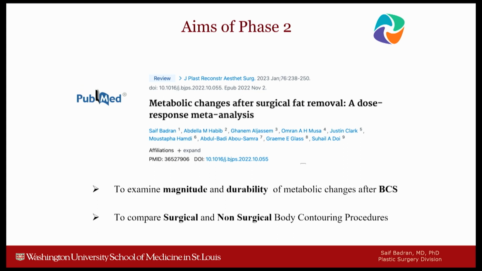So that brings us to the second step. We looked at all these studies. They have different timelines. Some studies look at the change in 2 weeks, some in 1 month, some in 6 months. You can't just combine them and say there is no change. So we did a dose response meta-analysis, meaning each study contributes to its own timeline. So some studies look at the change in 2 weeks, some 1 month, 2 months, 3 months, 6 months. Then we want to look at the trend and the magnitude.